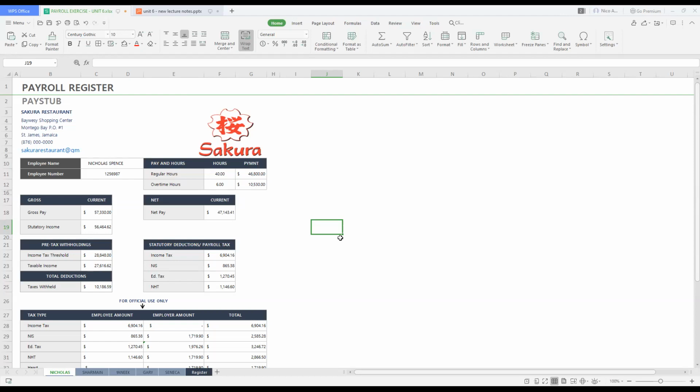So there's 1.5 million times 3% and then divide it by the number of weeks in the year, which is 52. So that should give you $865.38 for NIS. That is 45,000 divided by 52 weeks.